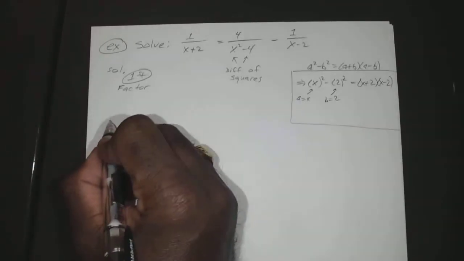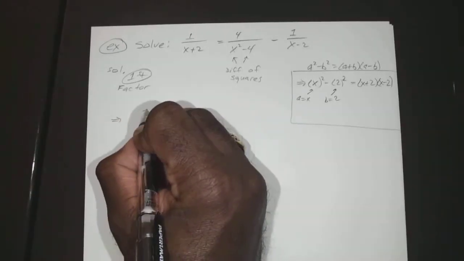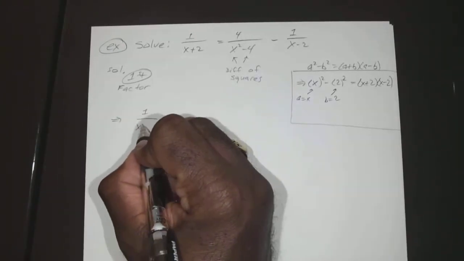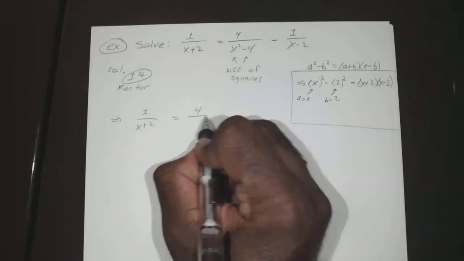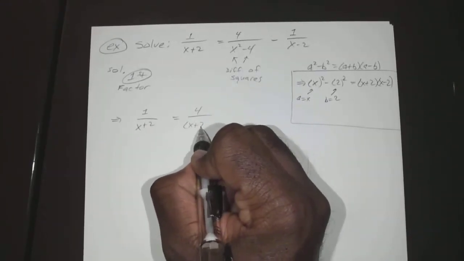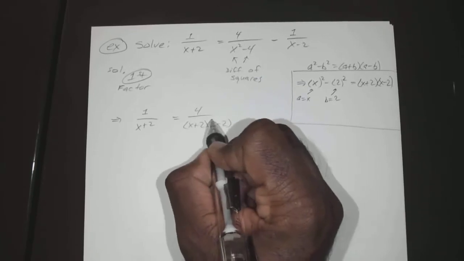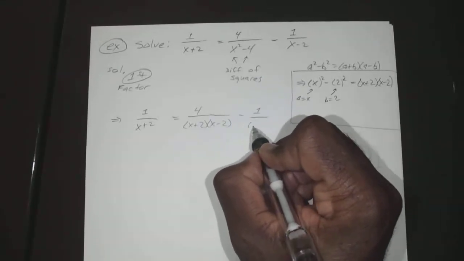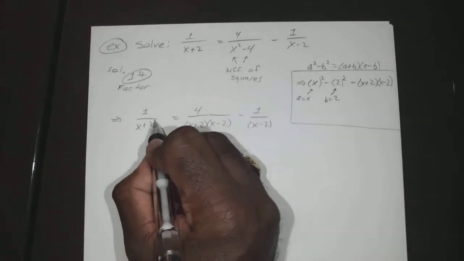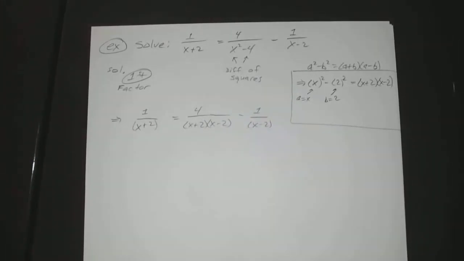Okay, so we can rewrite that as 1 over x plus 2 equals 4 over (x plus 2)(x minus 2) minus 1 over x minus 2. And I'll go ahead and put parentheses there.